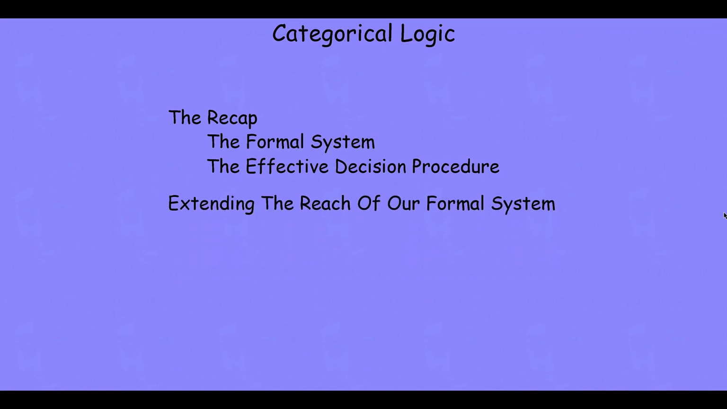Once we're done with our recap, we will turn our attention to extending the reach of this formal system. We will do that by introducing more of our translation heuristic. We'll begin by modifying our logic to accommodate both the Boolean and the Aristotelian interpretations of categories. We'll see how we have to modify our Venn diagram technique, our effective decision procedure, in order to generalize that procedure so that we can determine validity of an argument in both Boolean and Aristotelian logic.